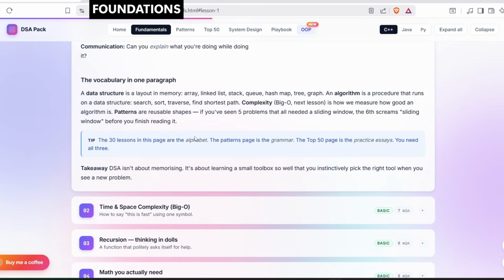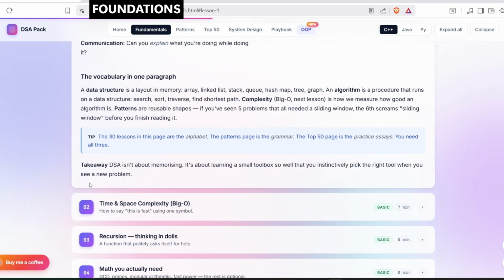Patterns are reusable shapes. If you have seen 5 problems that all needed a sliding window, the sixth screams sliding window before you finish reading it. I hope you're getting it. There are a few very highlighted patterns which I am going to teach in our upcoming videos. Stay tuned. So what is the takeaway from this? DSA isn't about memorizing. It's about learning a small toolbox so well that you instinctively pick the right tool when you see a new problem.